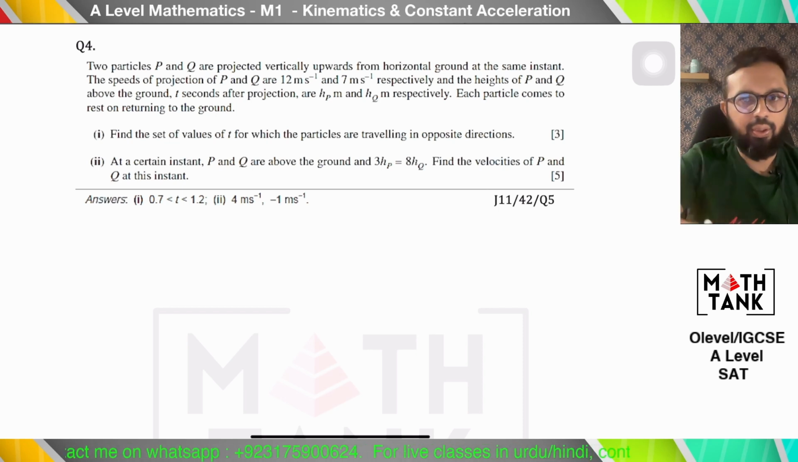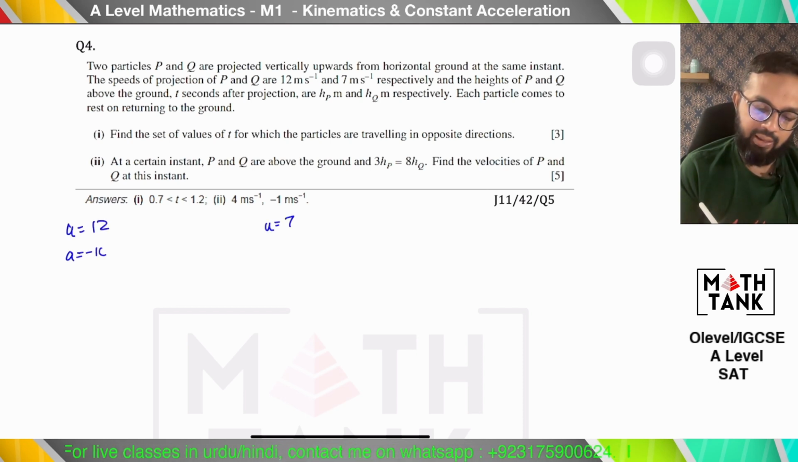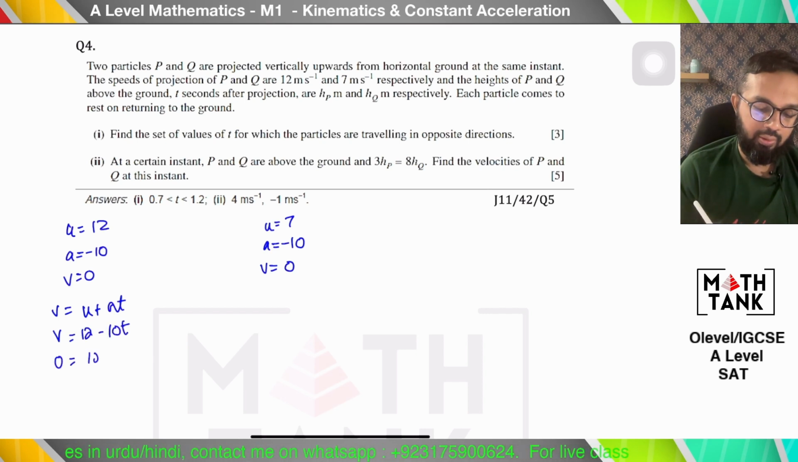So the direction reverses when v equals 0. That is what I want to concentrate on. Let's see, u at the same instance, so u equals 12 and u equals 7. a equals minus 10 and equals minus 10. So I want the direction to reverse, so I'm going to find out when v equals 0. So v equals u plus at.